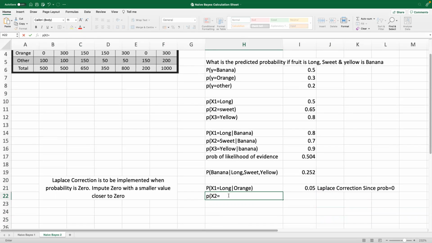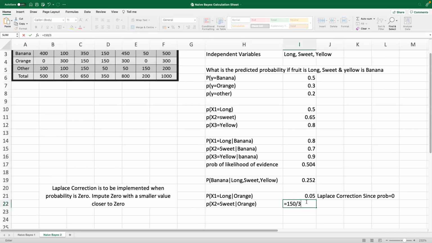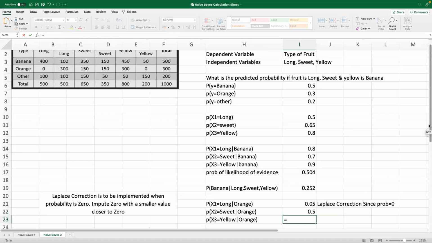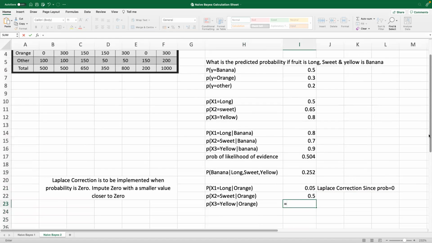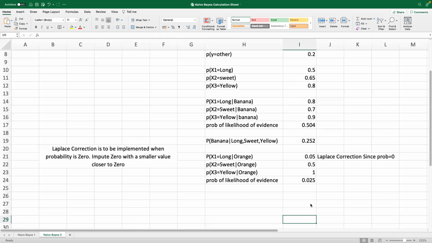Now, probability of x2 is equal to sweet given orange. So sweet and orange, how many are there? 150 by 300. Probability of x3 is equal to yellow given orange. What is it? Yellow and orange is 300 by 300. So the probability of likelihood of evidence is equal to 0.05 multiplied by 0.5 multiplied by 1. You got 0.025. So as of now, if the fruit is long, yellow and sweet, it should be banana, because the probability of banana is higher. Similarly, let us calculate the last one also.